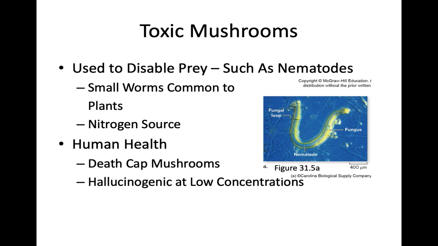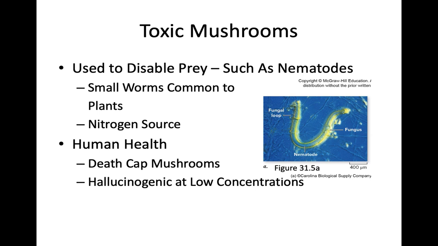Let's also talk a little bit about toxic mushrooms. Some of the most toxic organisms on Earth are fungi. As with plants, these toxins are usually made as secondary metabolites. So they may act to protect the fungi, or they may be involved in an active mechanism that the fungus uses to kill prey.